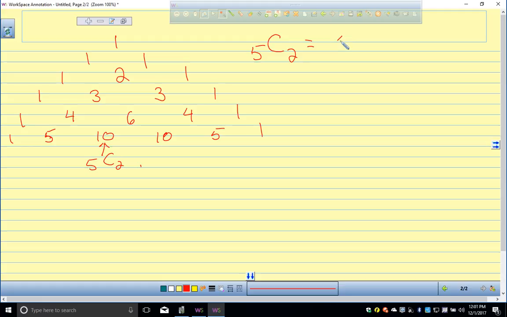5 combination 2 is 5 factorial over 3 factorial times 2 factorial. N minus r, that's 3, and that's r. And that's 5 times 4 times 3 factorial over 3 factorial times 2 factorial. Cancel those out. 2 factorial is 2. 5 times 4 is 20. 20 divided by 2 is 10. Isn't that cool? Okay? So the only problem is if you want like 10 combination something, you have to draw a huge Pascal's triangle. You have to keep going, but it does work.